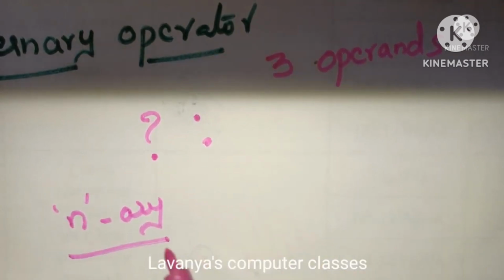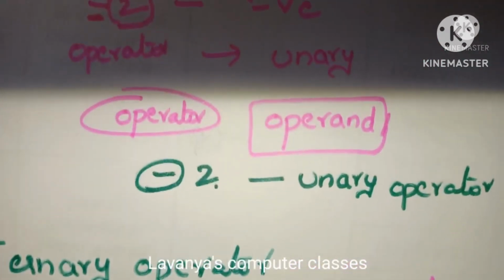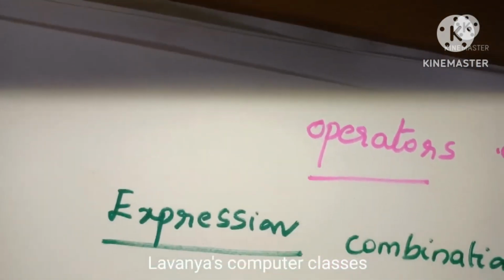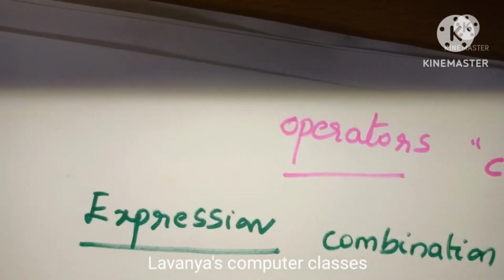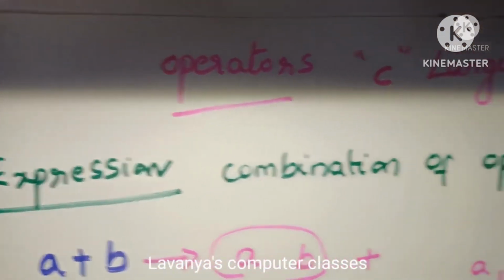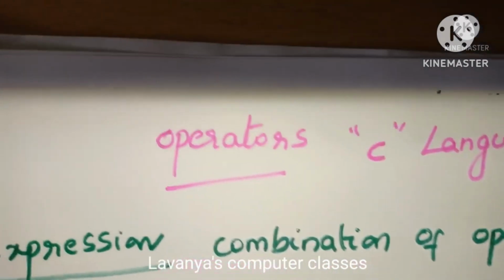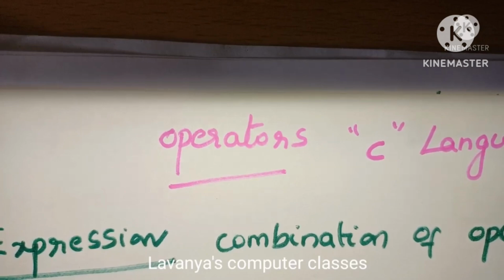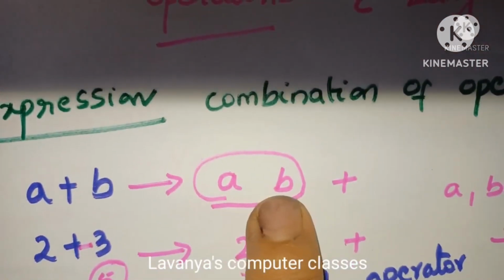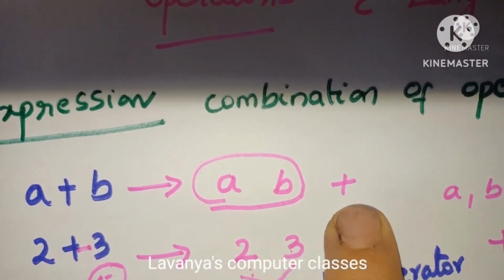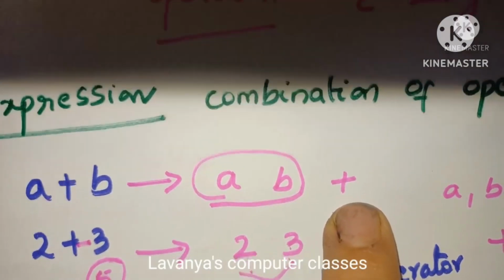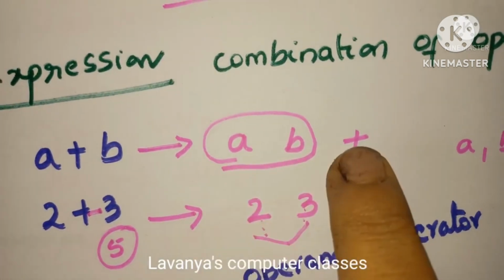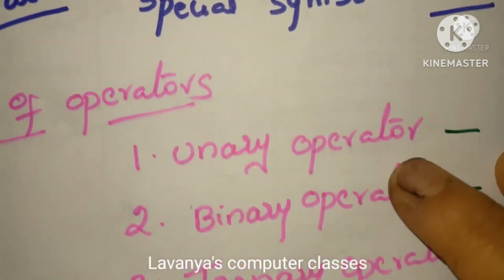Next one is the n-ary operator. N means any number other than 1, 2, 3. If you are taking any number of operands, that is called an n-ary operator. So in this video I will explain what an expression is, what an operator is, and what the categories of operators are. In the next video I will explain all the operators, like arithmetic operators, with examples. Here, an expression means a combination of operators and operands. A plus B is an example of an expression.